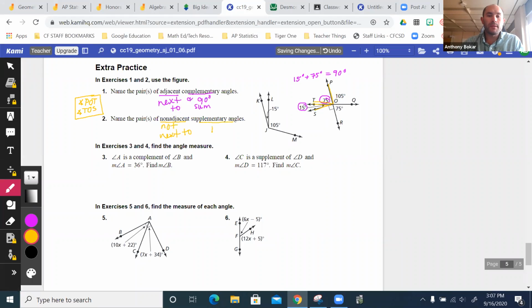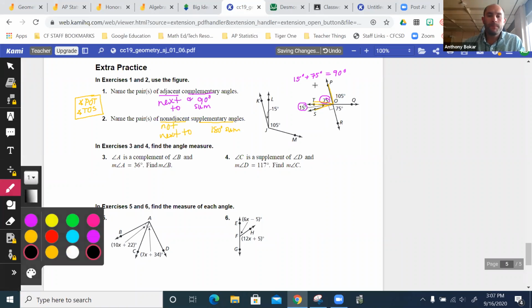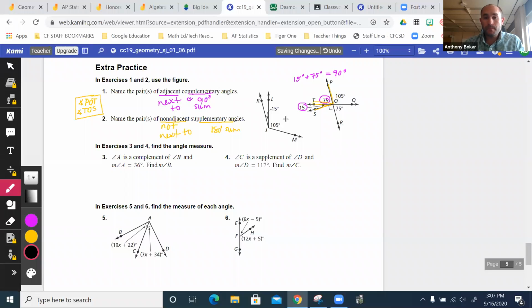Supplementary means they total to a 180 degree sum. For example, I see 105 and 75 over here. Those are supplementary, but they are next to each other, so they don't count. So we can't necessarily use those.